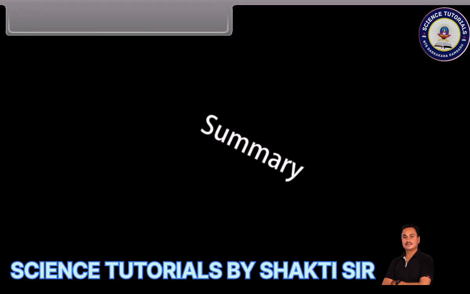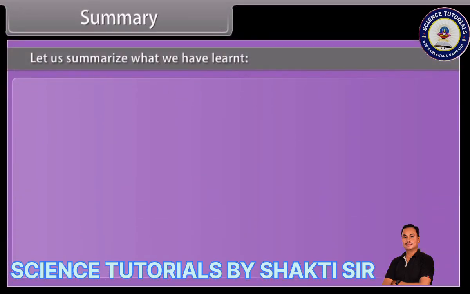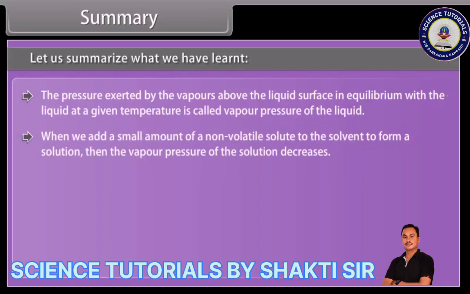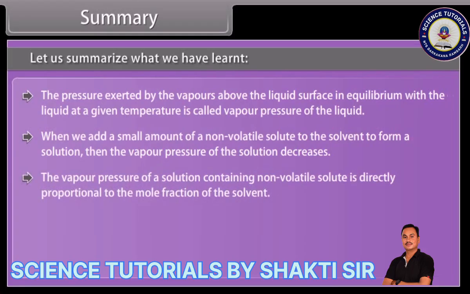Summary. Let us summarize what we have learnt. The pressure exerted by the vapors above the liquid surface in equilibrium with the liquid at a given temperature is called vapor pressure of the liquid. When we add a small amount of non-volatile solute to the solvent to form a solution, then the vapor pressure of the solution decreases. The vapor pressure of a solution containing non-volatile solute is directly proportional to the mole fraction of the solvent.